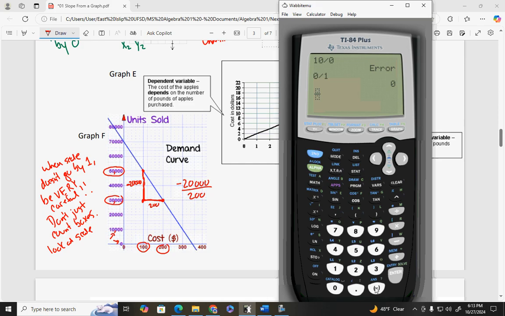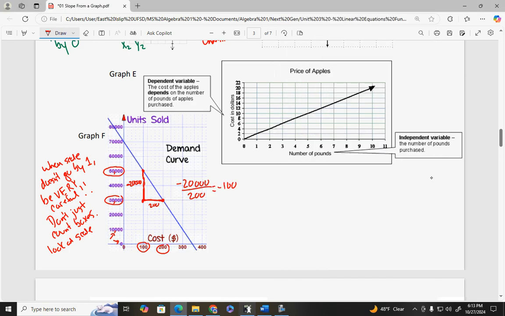So if I enter negative 20,000 over 200 and hit enter, it just simplified it for me. It's equal to negative 100 over 1. I don't really have to put that over 1. So the slope is negative 100. It is going downward, so it makes sense that it's negative.